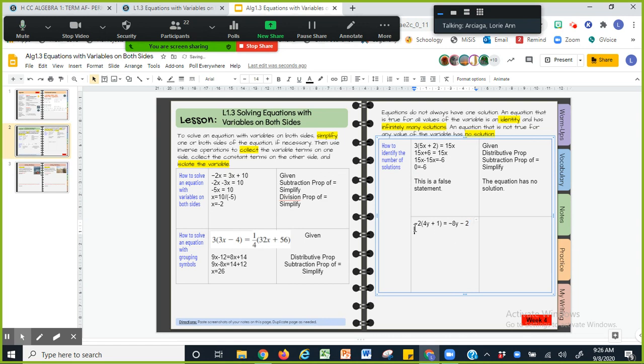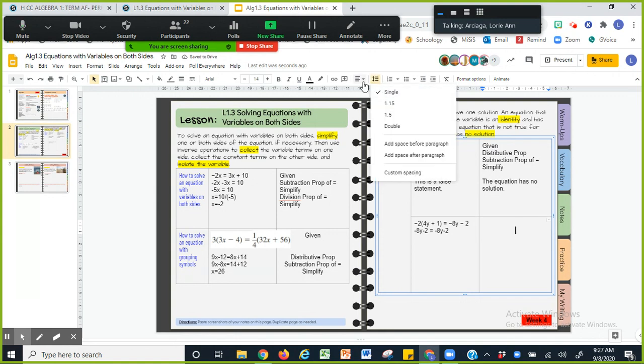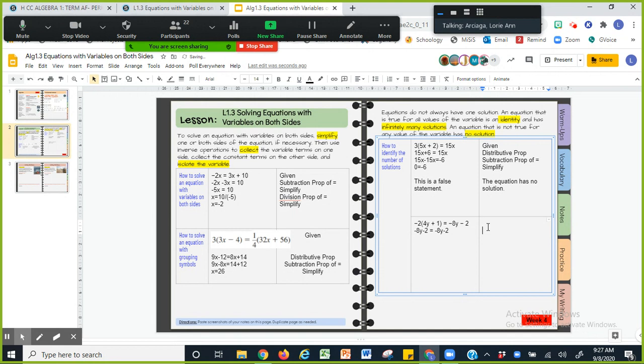Okay, so let's do this. Again, we're going to distribute the -2 to the parentheses. So you get -8y, and then -2 times 1 will be -2, is equal to -8y minus 2. Now from here, you can actually stop right here. So you may arrive at a conclusion at this point. When you're solving, you don't have to do anything past this.